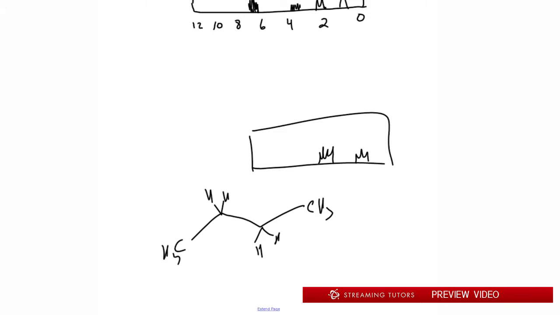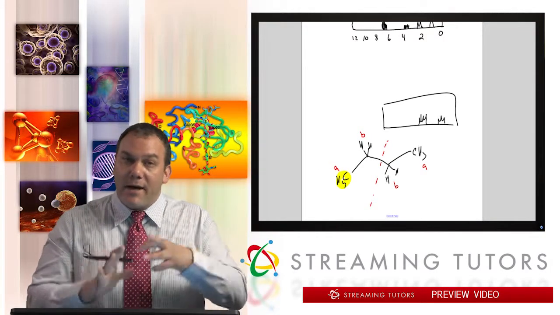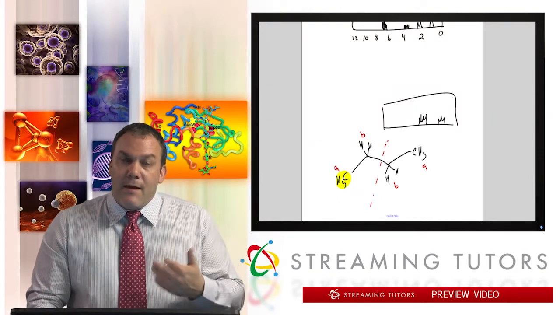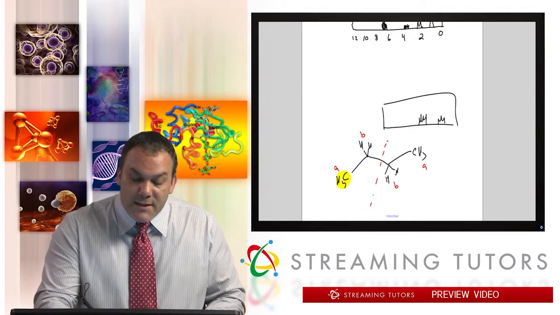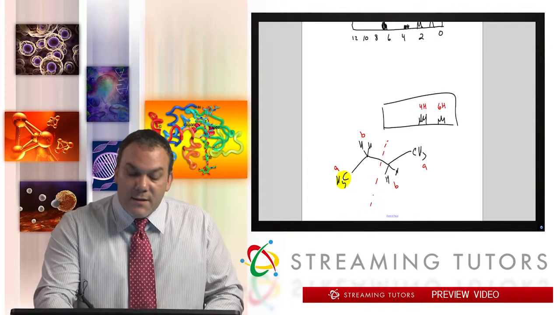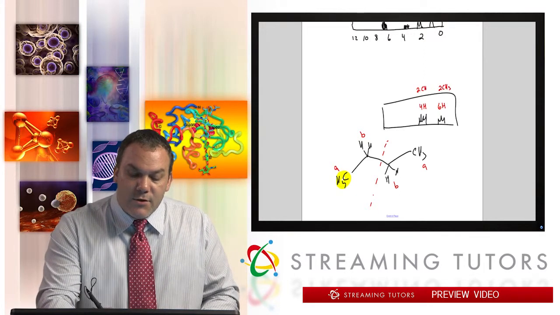Now here's the thing. This one here is split. If this is A and this is B and this is A, because there's a plane of symmetry in the middle. Now remember, B's won't split each other. That's why it's only a quartet. Now A is split by B, B is split by A. But if I wrote integration, it would be 6 H's and 4 H's, so I would know that this is 2 CH3s and this is 2 CH2s.